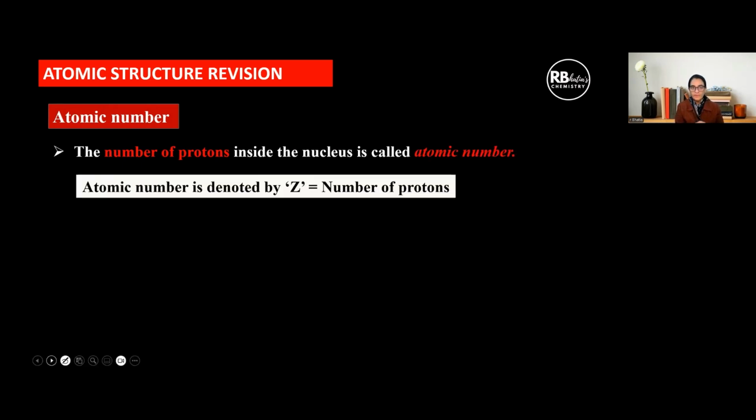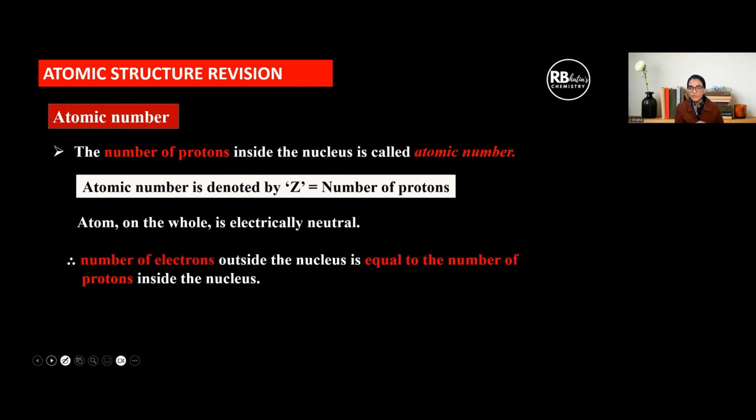Atomic number, you must understand, is the number of protons. And since an atom is electrically neutral, it is also equal to the number of electrons outside the nucleus. Clear? So for a neutral atom, the number of protons is equal to the number of electrons. So atomic number is basically, by definition, the number of protons. If the species is electrically neutral, it will also be equal to the number of electrons.